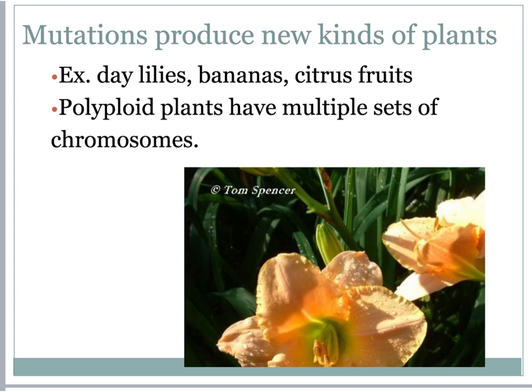A lot of different kinds of plants are from mutations. Daylilies, bananas, citrus fruits. Polyploid, so poly meaning many, ploid meaning sets of chromosomes. I'm not as well versed on my plants and how that all goes, but I know that if they have more sets of chromosomes, if they have mutations, it can lead to different things, different variations.